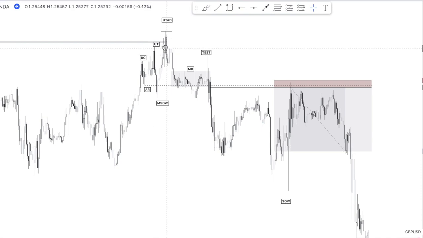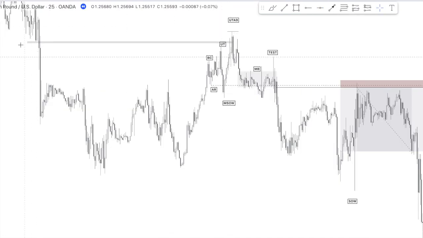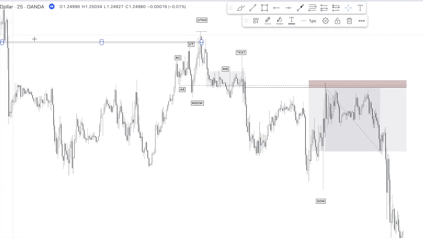Now, right here, we have a point of interest where price turned around. So the point of interest is reflected on the 1 hour. So I'm not going to change it, but this is a gap that makes sense on the 1 hour without the wick, and it gets filled.